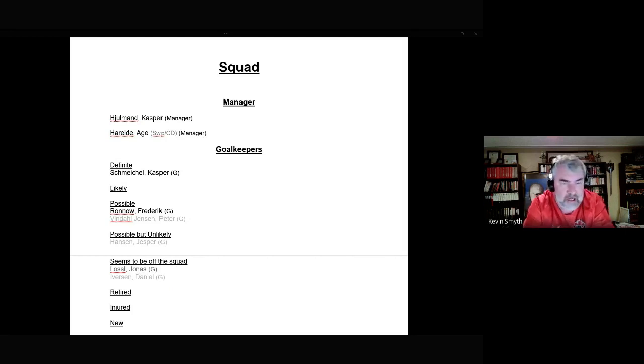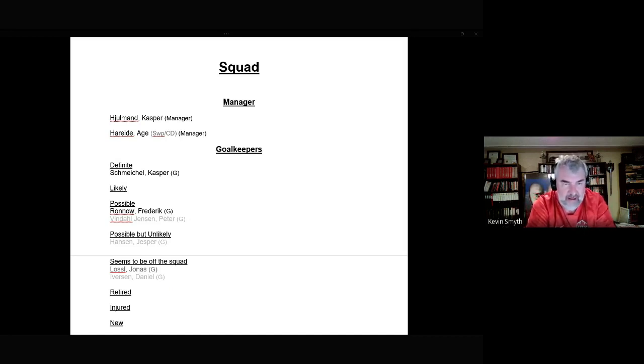Next, we have possible but unlikely Jesper Hansen. He didn't start any of their games since the Euro Cup, but he was on the bench for 4. However, he was not selected for 9 matches, including the last 8. So Jesper Hansen has not been selected for any tournaments. He was actually on the preliminary squad for the 2018 World Cup, but he didn't make the final cut.